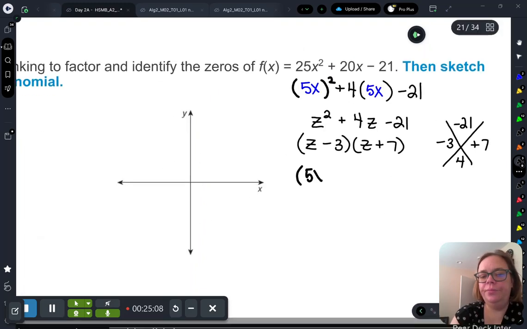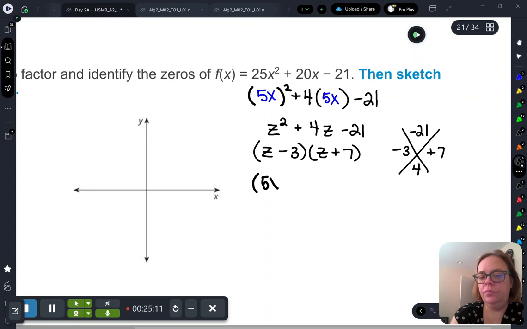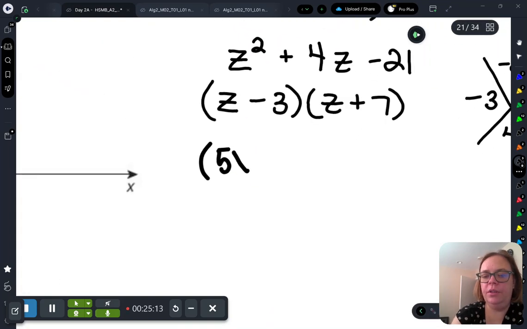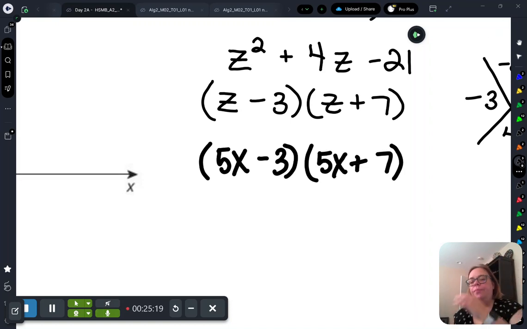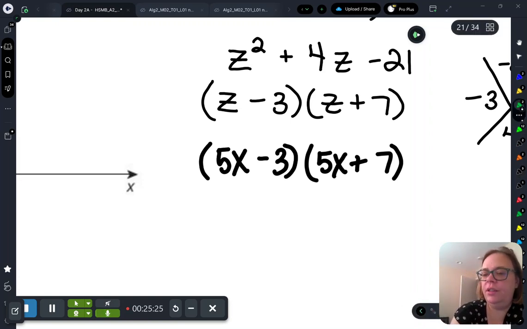What happened? It disappeared. I must have undone it. Okay. So now they want us to sketch the graph. We're going to need to find the zeros. And to find the zeros, we're going to have to set this equal to 0. So we're going to take each of these and set them equal to 0. Because this is equal to 0 now.